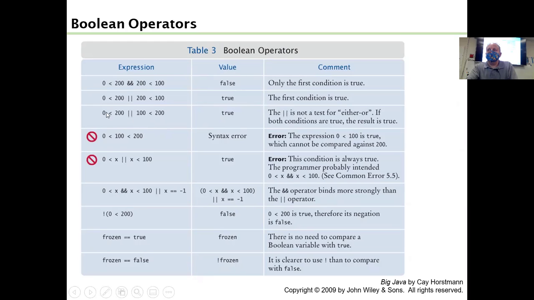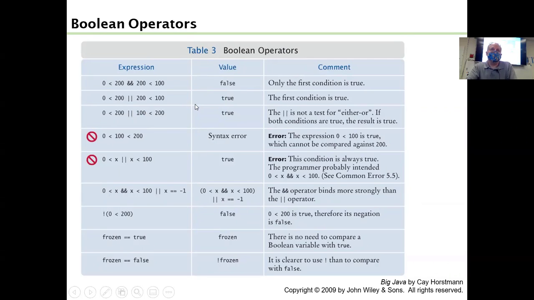Here's another one. 0 is less than 200 or 100 is less than 200. Well, both sides are true. So true or true, well, that's true. Again, the only way to get a false out of an or operation is if both sides are false. Here, both sides are true.